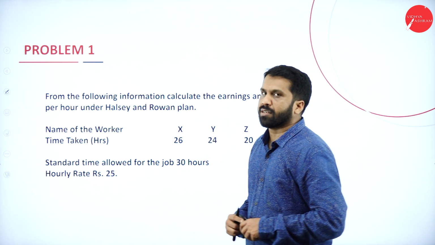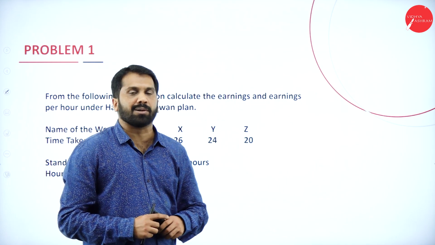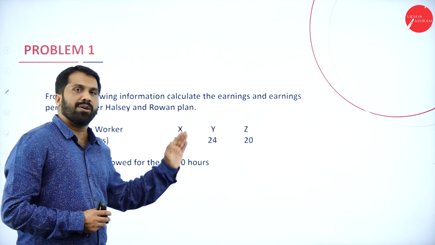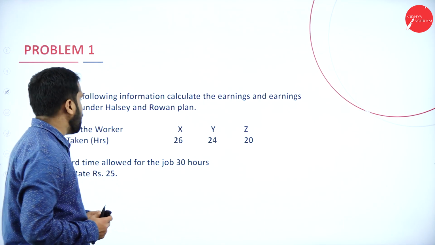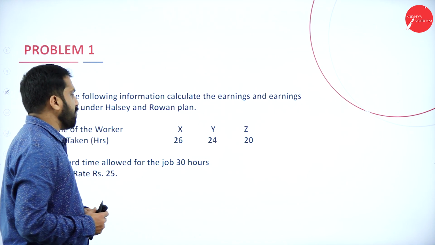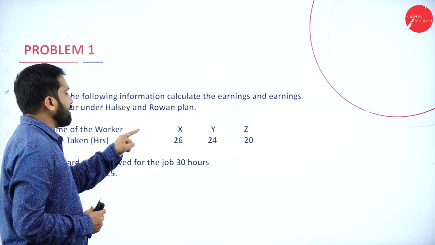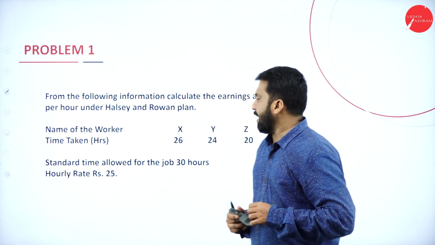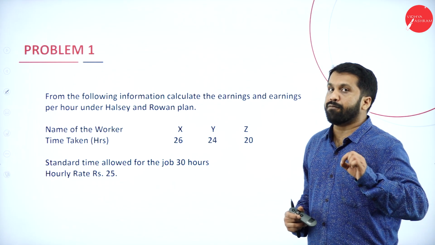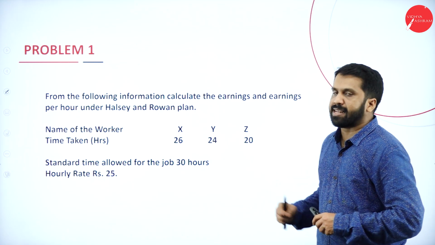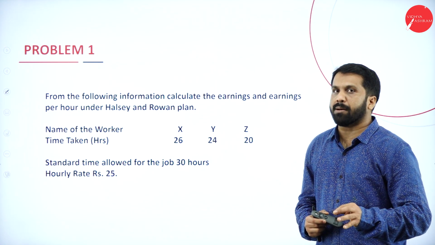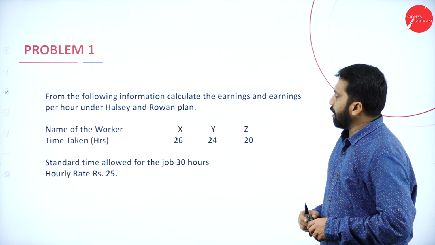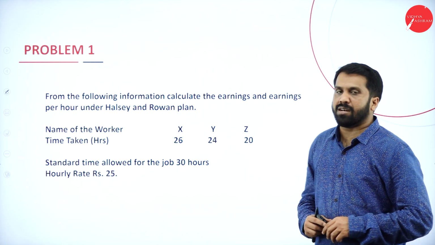The names of the workers are X, Y and Z. Now, under name of the worker, we have time taken also. X has completed the particular task in 26 hours. Y has taken around 24 hours and Z has taken 20 hours to complete that particular task. Now, the standard time allowed for the job is 30 hours.